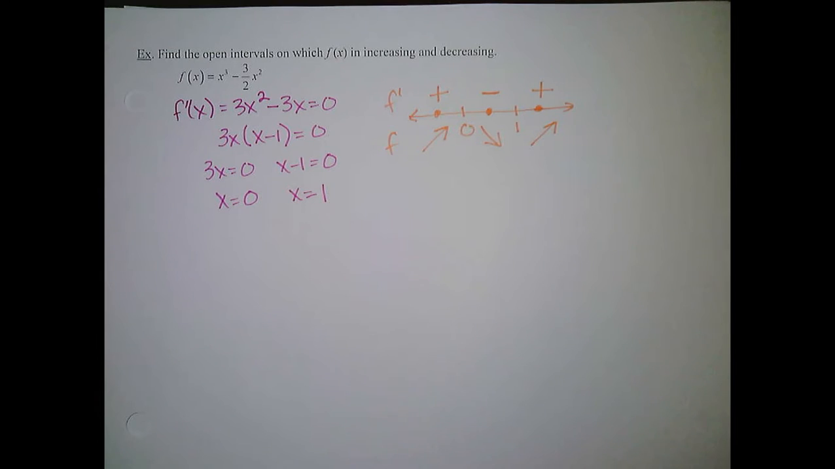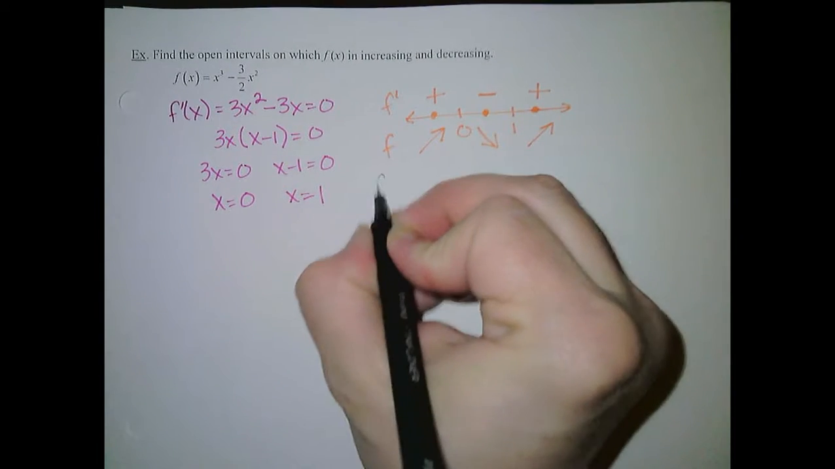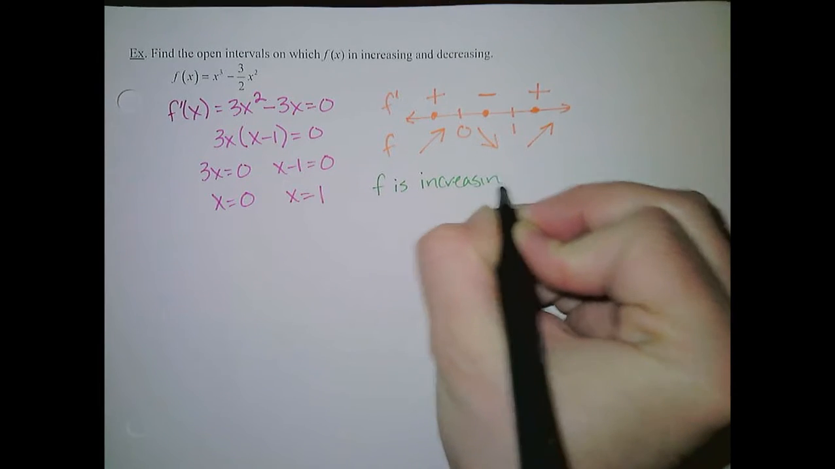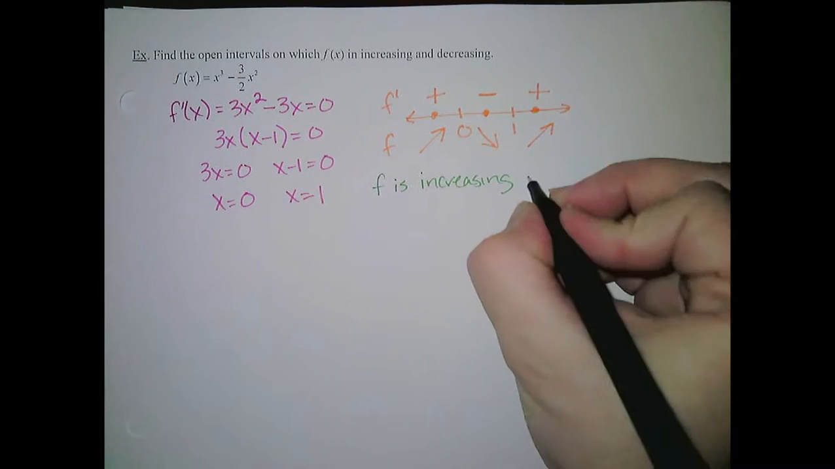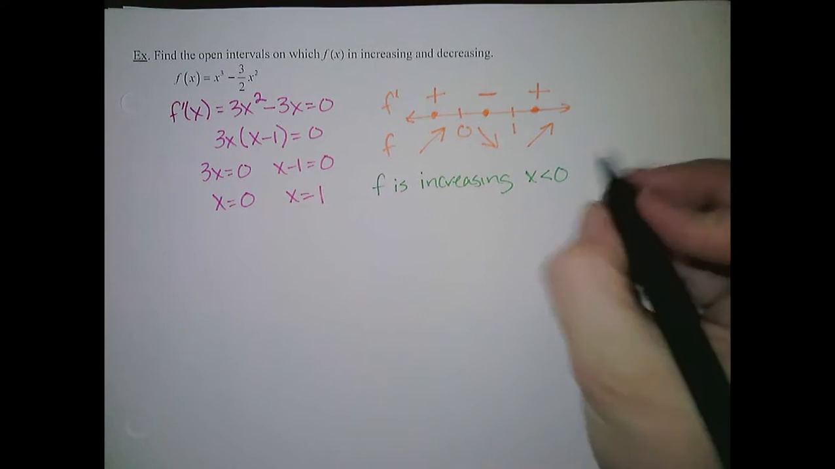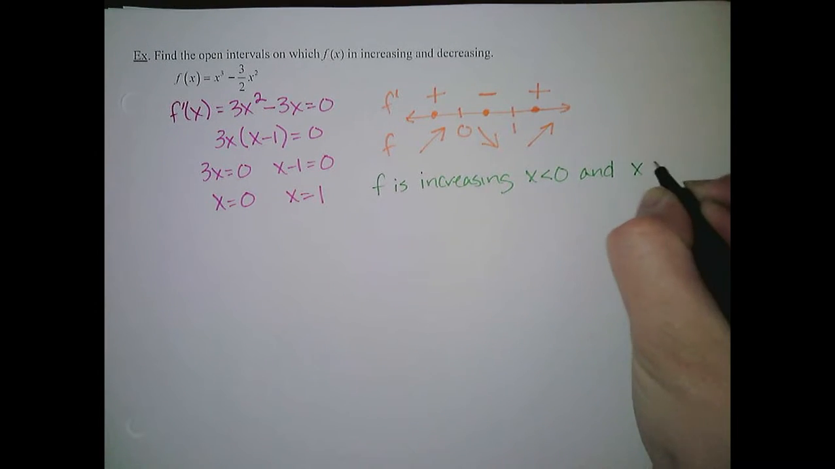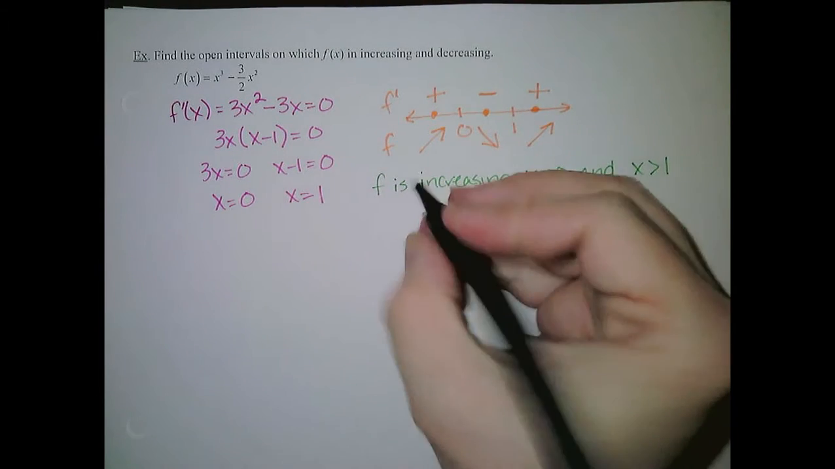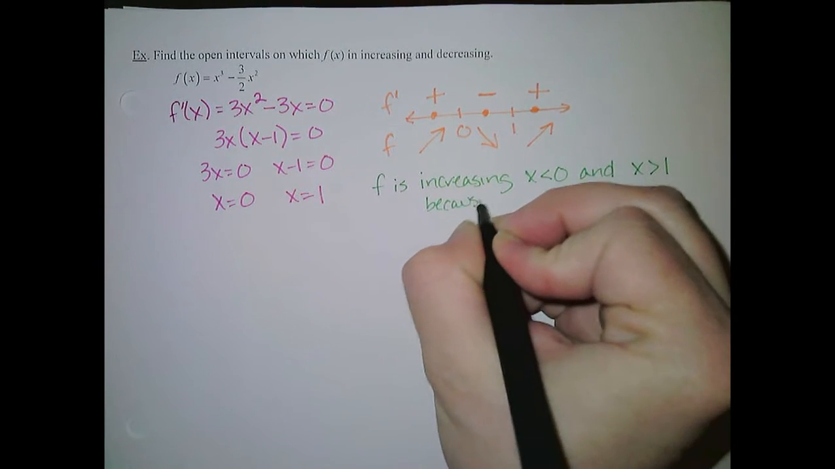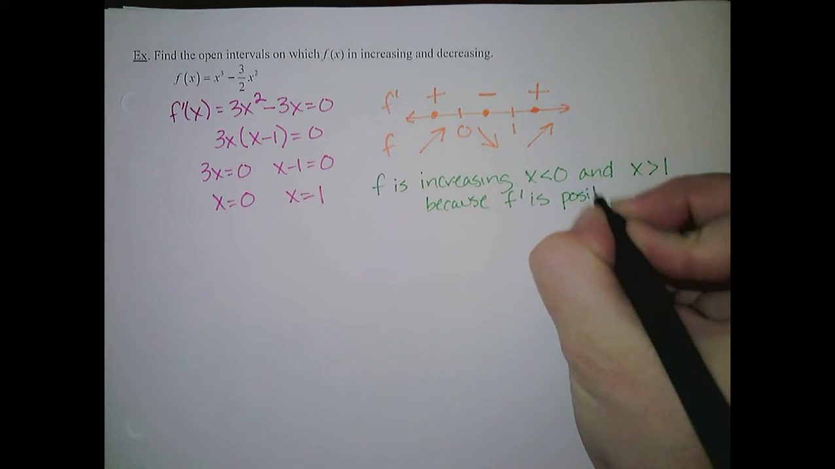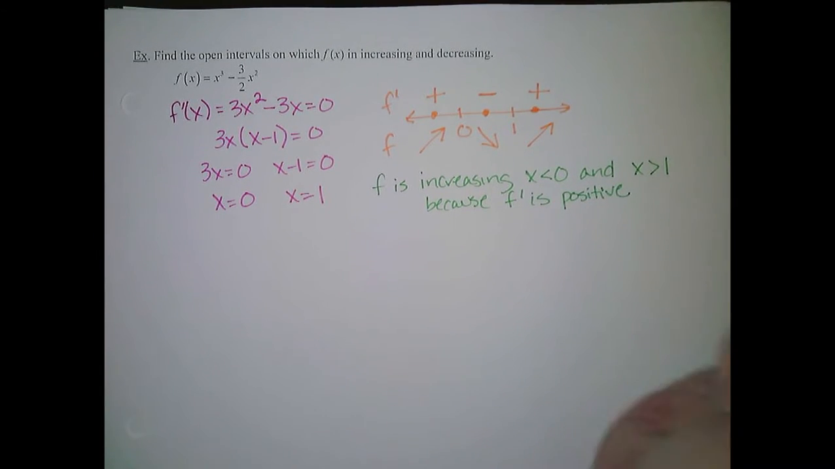So now that we've established those intervals, all we have to do is write that information out. We know that f is increasing for all of the values that are less than 0 and for all of the values that are greater than 1. And the reason we know that is because the first derivative is positive. You could also write the first derivative is greater than 0.